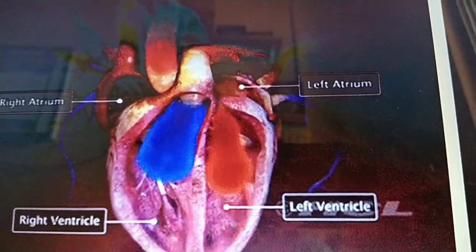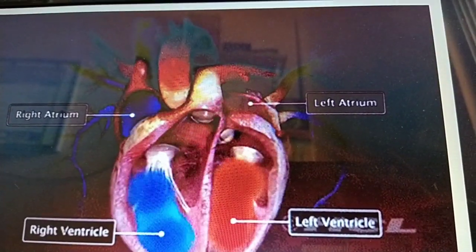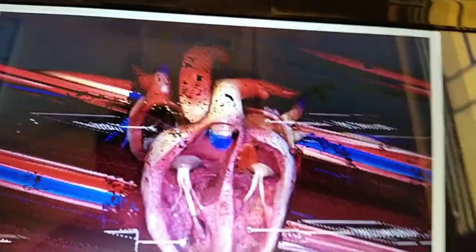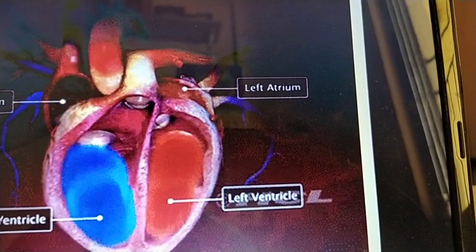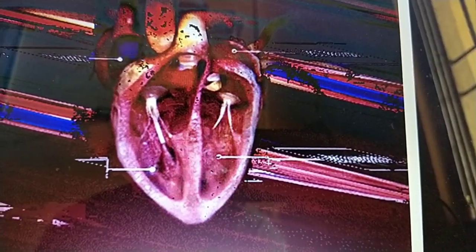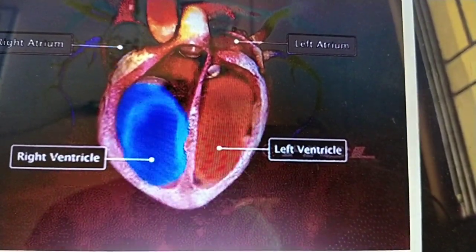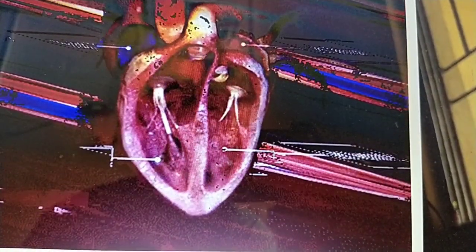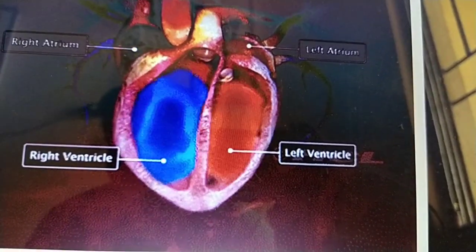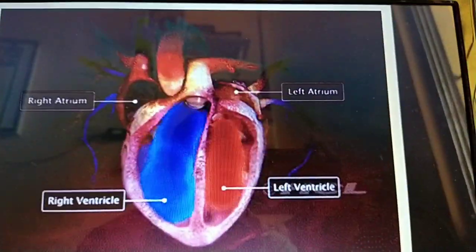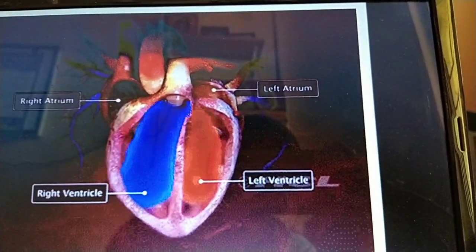Another one is atria are present superior to the ventricles and ventricles are present inferiorly. In between the atrium and ventricle there are walls called atrioventricular walls. Atria pump the blood to the ventricles, and ventricles propel the blood to the respective arteries. Now we can go for the next slide.